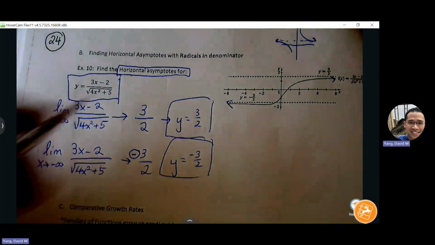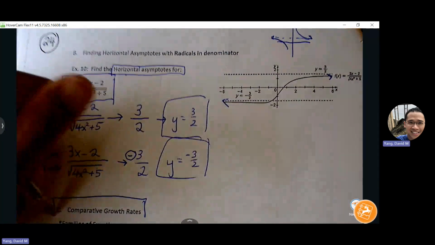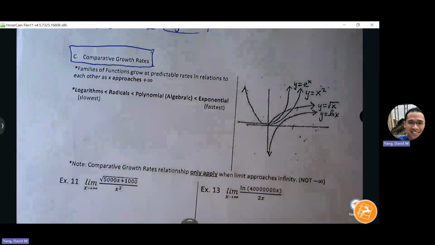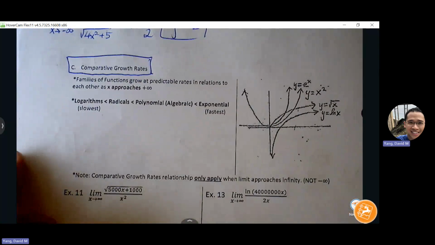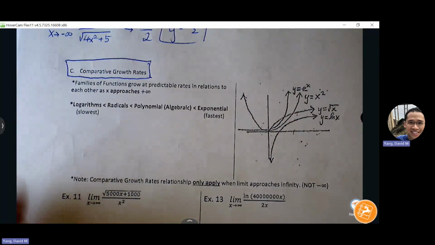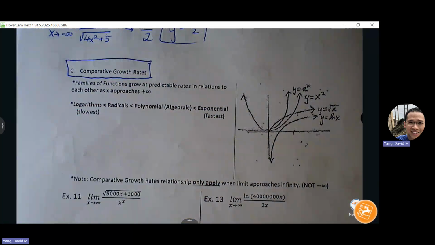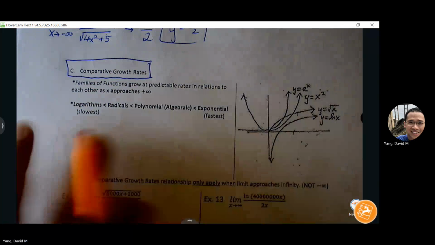Okay, so now the last thing is going over something called comparative growth rates. Comparative growth rates is only going to work for very specific situations, but it's going to be very helpful when we talk about curve sketching and further on. It's going to be a nice relationship for us to find values of limits that feel very difficult.